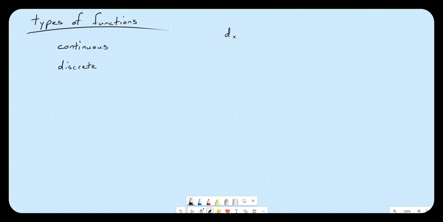There are two major types of functions that we deal with. So I'm going to call this one types of functions. And we're going to need a little bit of math language to make this work, but we're going to have continuous functions and we're going to have discrete functions. So a continuous function and a discrete function, these deal with domain restrictions. So we need to be able to know what is a domain.